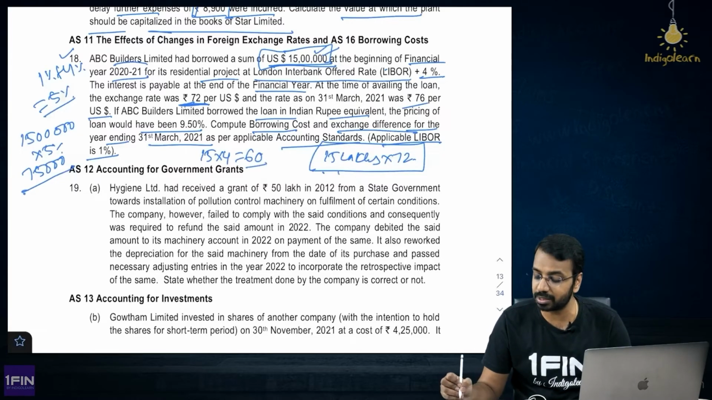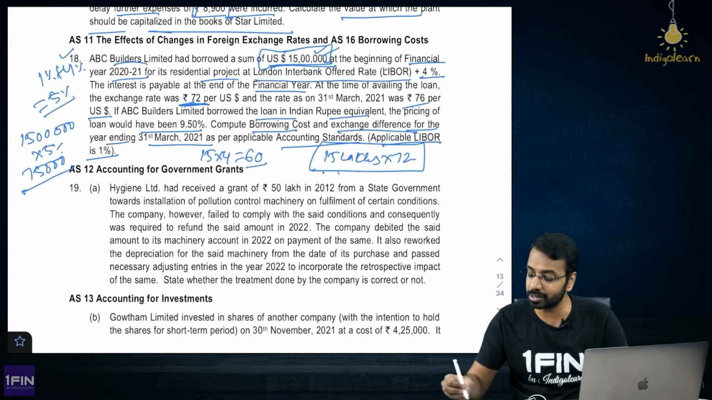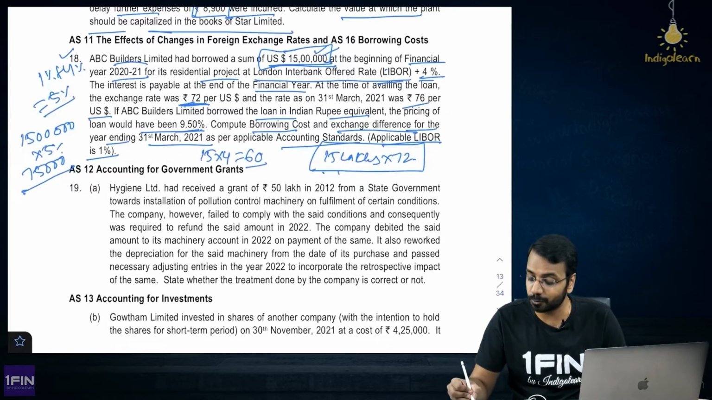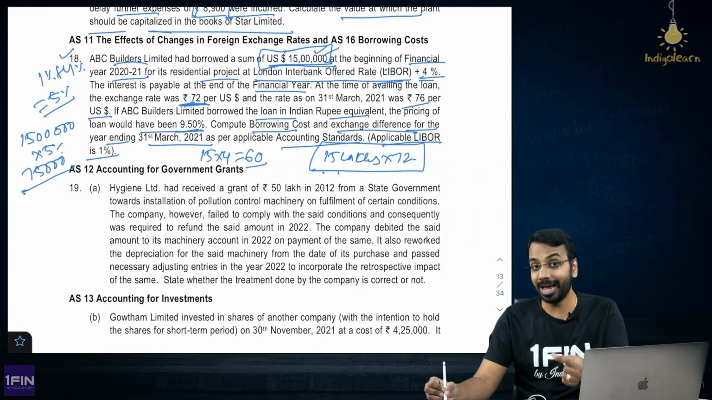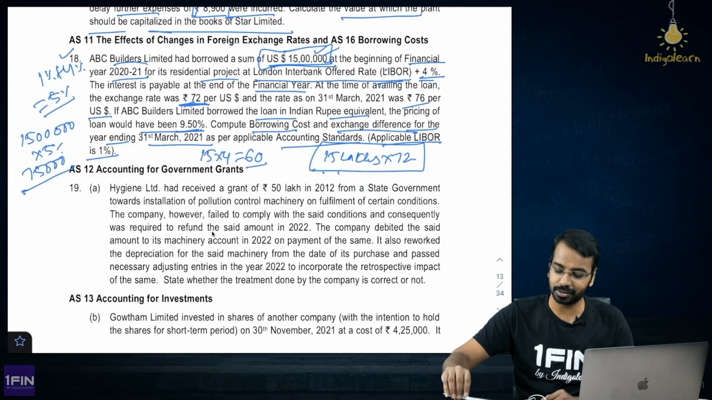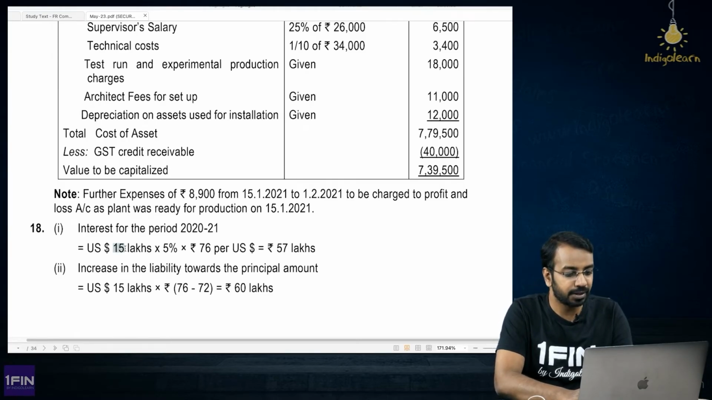Now out of this exchange difference of 60 lakhs, you have to calculate how much relates to interest savings, because applicable Indian rate is 9.5 and your borrowing rate is 4% plus 1%, which is 5%. So 9.5 minus 5, to that extent of amount that you have saved, that amount will be considered as borrowing cost and balance amount will be considered as exchange difference. Interest for the period is 15 lakhs into 5% and closing rate 76, it is 57 lakhs. Increase in liability towards the principal amount is 60 lakhs.